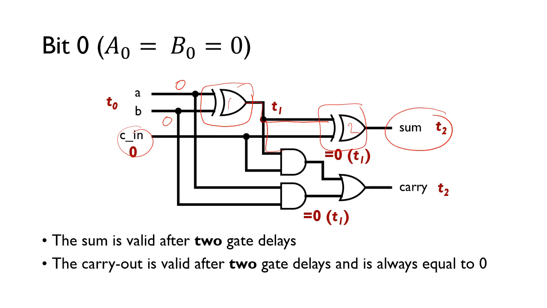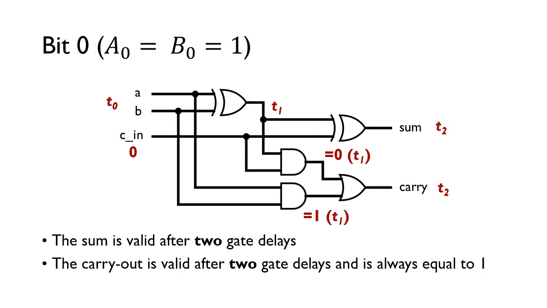Now for the case where A and B are both 0, we know that the output of this logic gate is going to be 0. So this node here will be 0 at time 1. The fact that the carry in is also 0 means that this node will be 0 at time 1. And so at time 2 we'll get a carry, in this particular case 0, 0, that gives us 0. So for the first full adder in the chain, the sum and the carry are both valid after 2 gate delays.